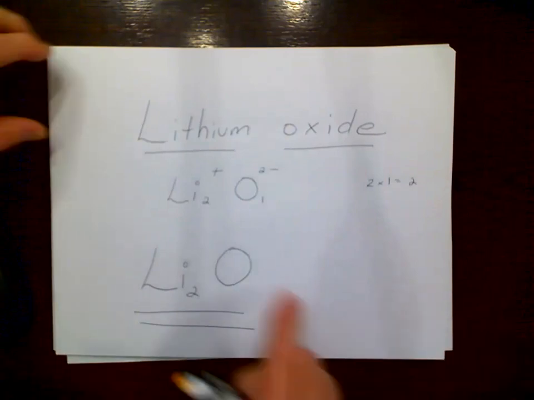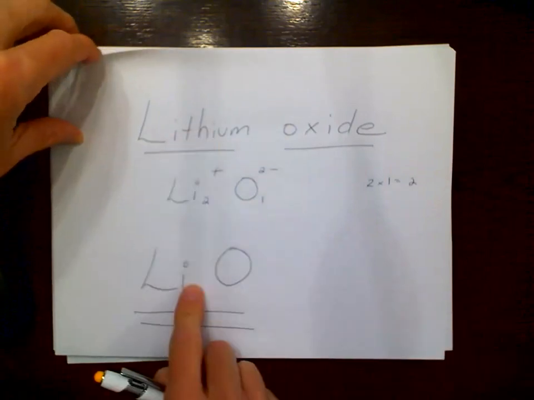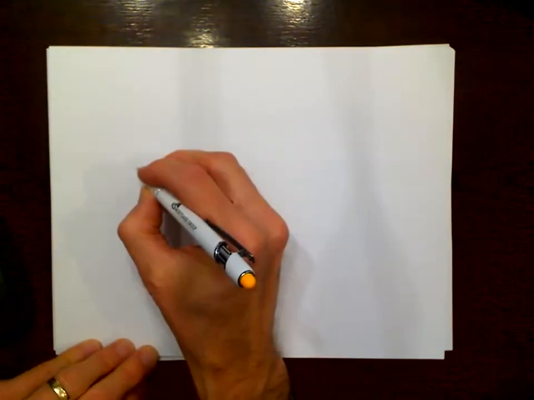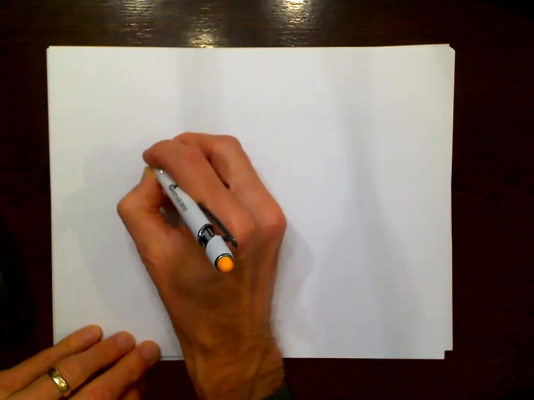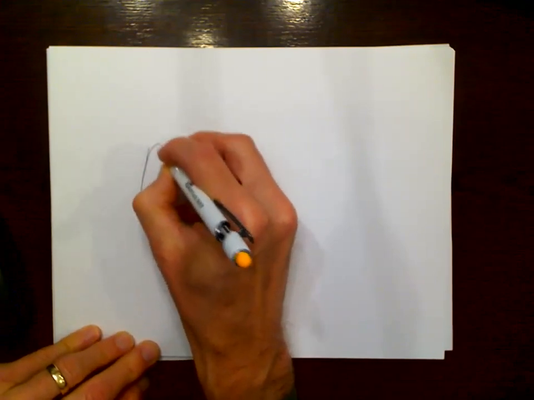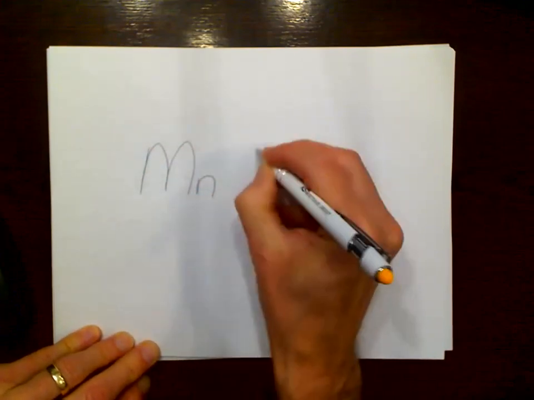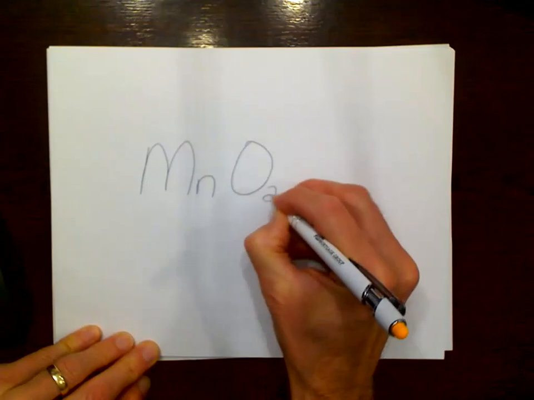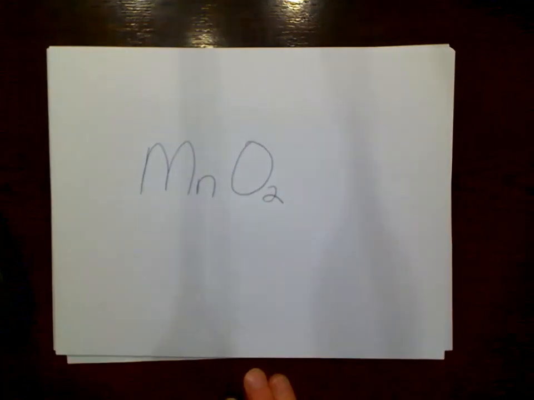Oh, I guess that's another example of name to formula. What we want to do, sorry about that, is do an example of formula to name. So let me try this one. Let's see. We're going to go with, let's try this formula here: MnO2. How would we name this thing?